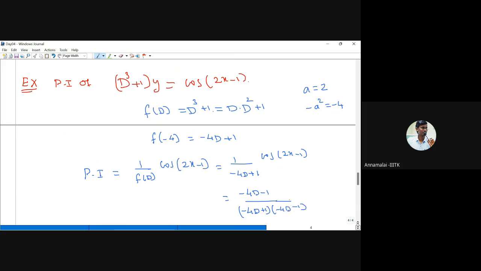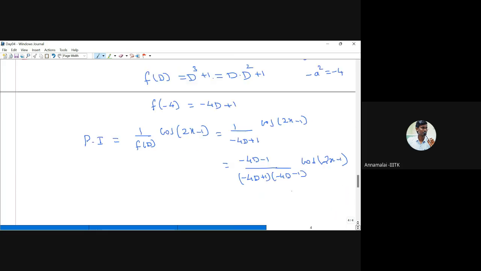You have to multiply and divide by the same number, cos of 2x minus 1. Now the denominator is of the form (a plus b) into (a minus b), therefore it is a square minus b square. Therefore, minus 4D minus 1 by, a square, that is 16D square, minus b square, that is minus 1, times cos of 2x minus 1.